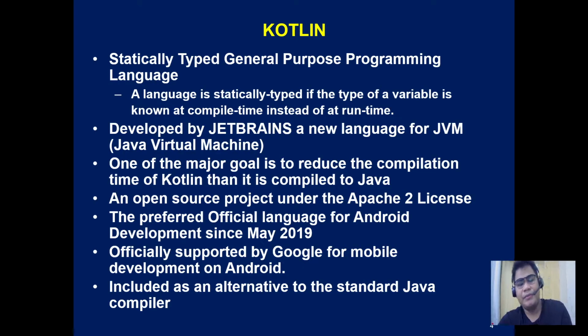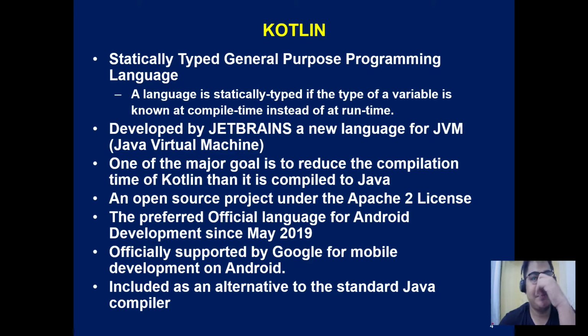And then it is the preferred official language for Android development since May 2019. So it was officially supported by Google for mobile development on Android. So Google is one of the parties behind the development of Kotlin as well. And it is included as an alternative to the standard Java compiler.